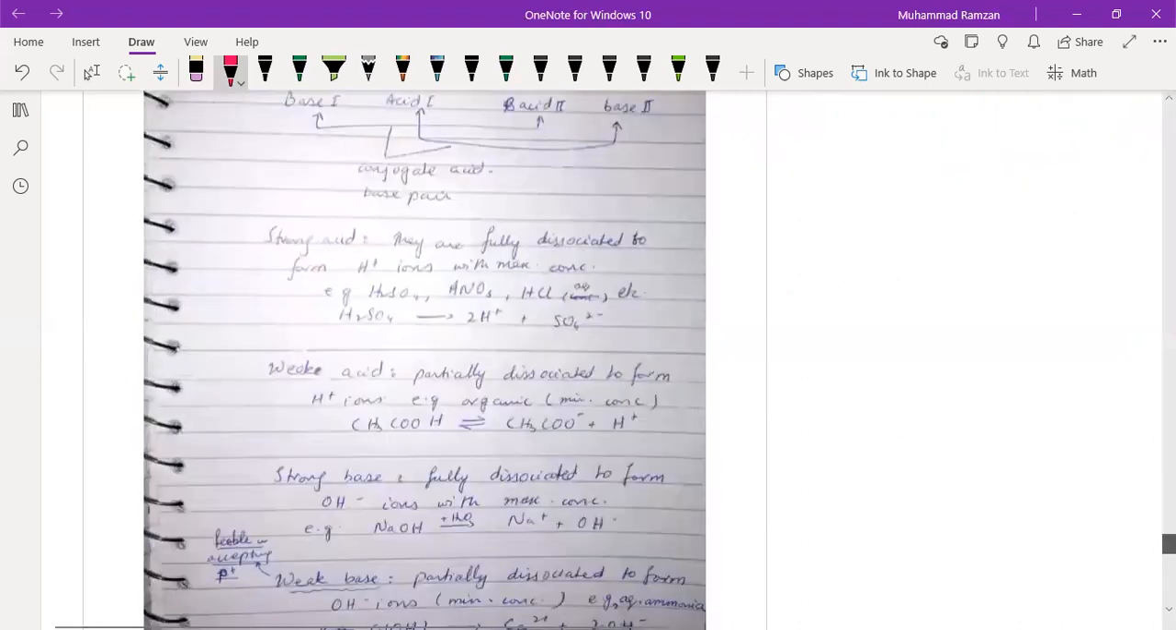Now, next are very small definitions that we usually come across. Strong acids are fully dissociated, or you can say ionized, to form H plus ion with maximum concentration, like H2SO4, HNO3, HCl. Weak acids are partially dissociated to form H plus ion, like organic acids, for example ethanoic acid, partially ionized. That's why you use the reversible sign.